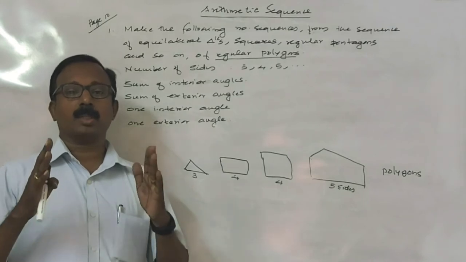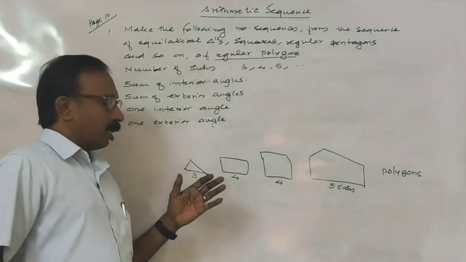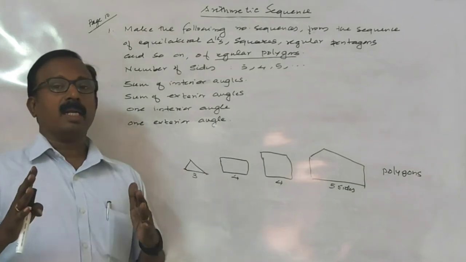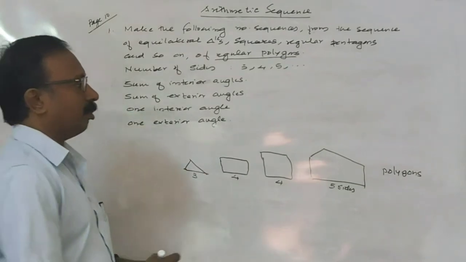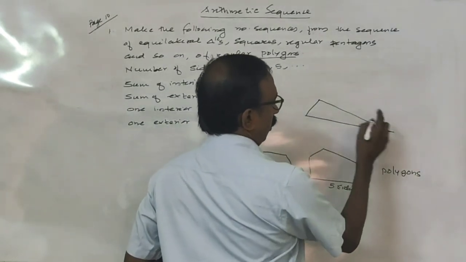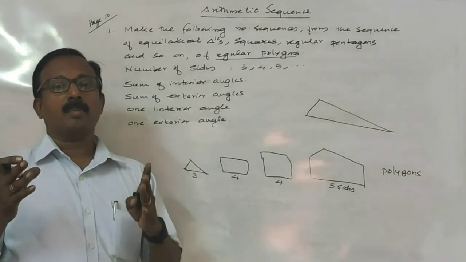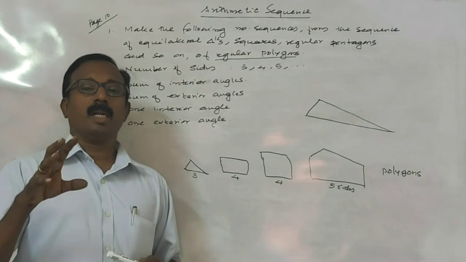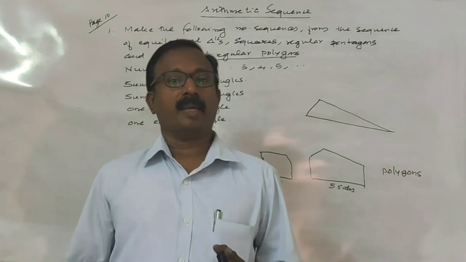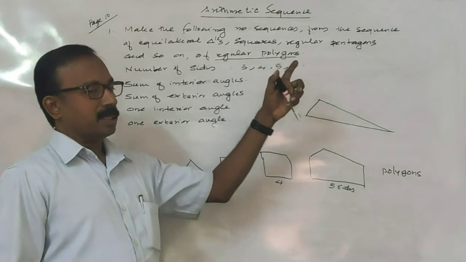So polygons are closed figures having 3 or more sides, isn't it? Now, regular polygon means: a polygon's angles and sides need not be the same. This is a polygon, a triangle. But if a polygon's angles and sides are the same, we call such a polygon a regular polygon. A polygon having same sides and same angles is known as a regular polygon, isn't it?